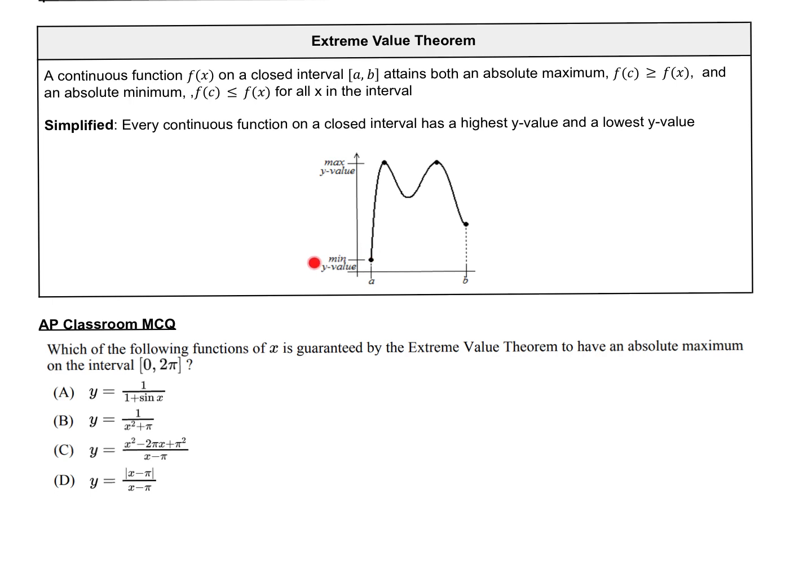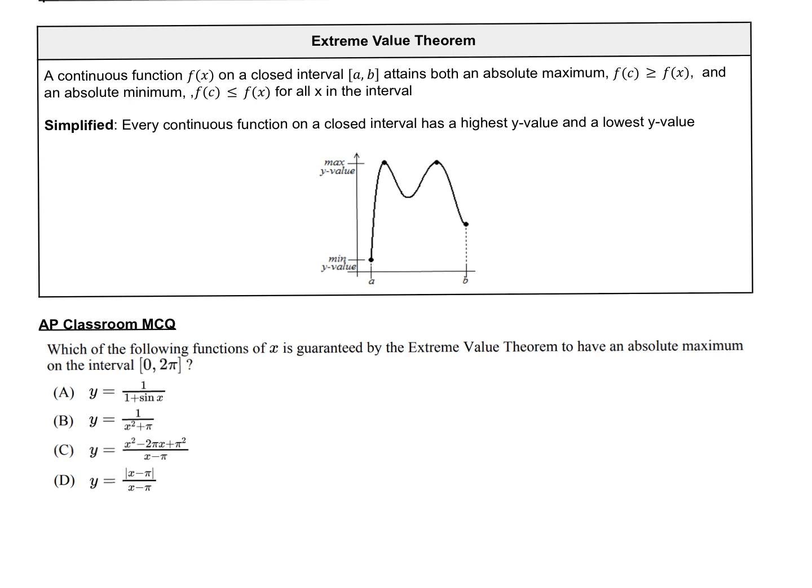So you see here, this is the lowest y value. This would be your absolute minimum. These values would be your absolute maximum. There would be two of them. So how is this going to ask in a question, right? So here's an AP Classroom multiple choice. Which of the following functions of x is guaranteed by the extreme value theorem to have an absolute maximum on the interval from 0 to 2 pi?